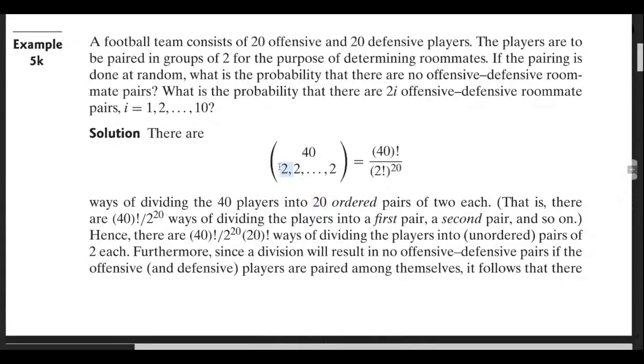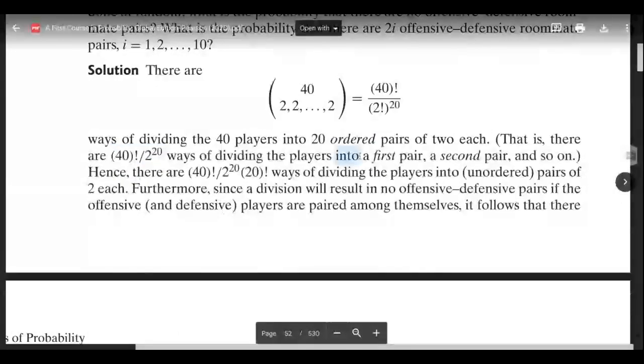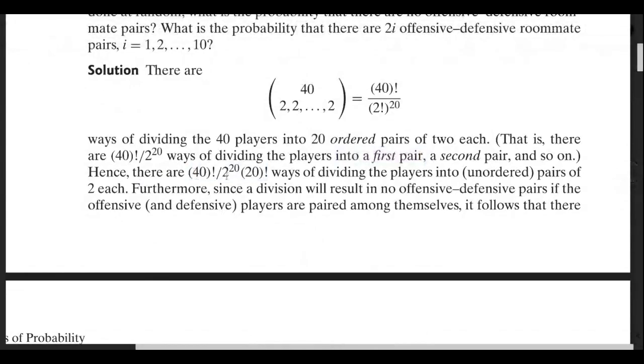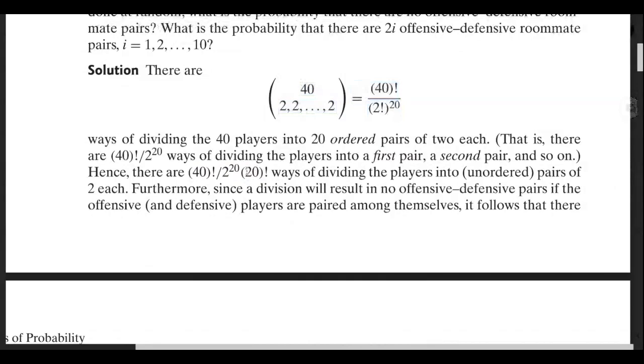Right, so the 20 twos here. It's 40 factorial divided by 2 raised to the 20. So they are 40 factorial divided by 2 raised to the 20, multiplied by 20 factorial ways of dividing the players into pairs of 2 each, right? Different pairs, this is how many ways of doing that. Then we have 20 pairs, so multiply by 20 factorial, since we permute the 20 pairs.